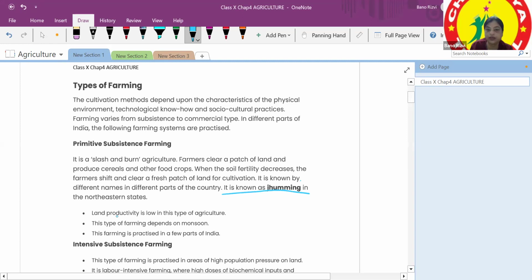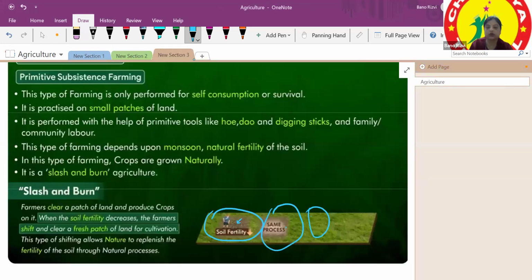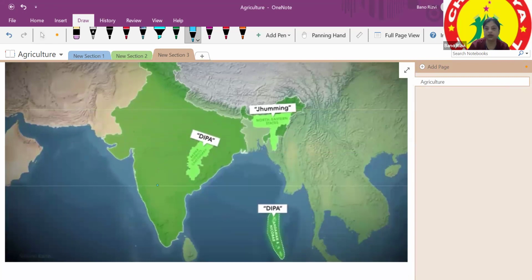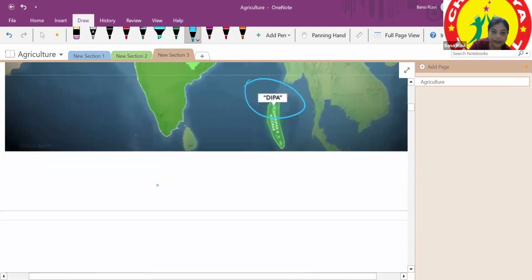It is known as jhuming in the northeastern states. So here it is known as jhuming. And in Andhra Pradesh, it is known as Deepa, and in Andaman and Nicobar also it is known as Deepa.